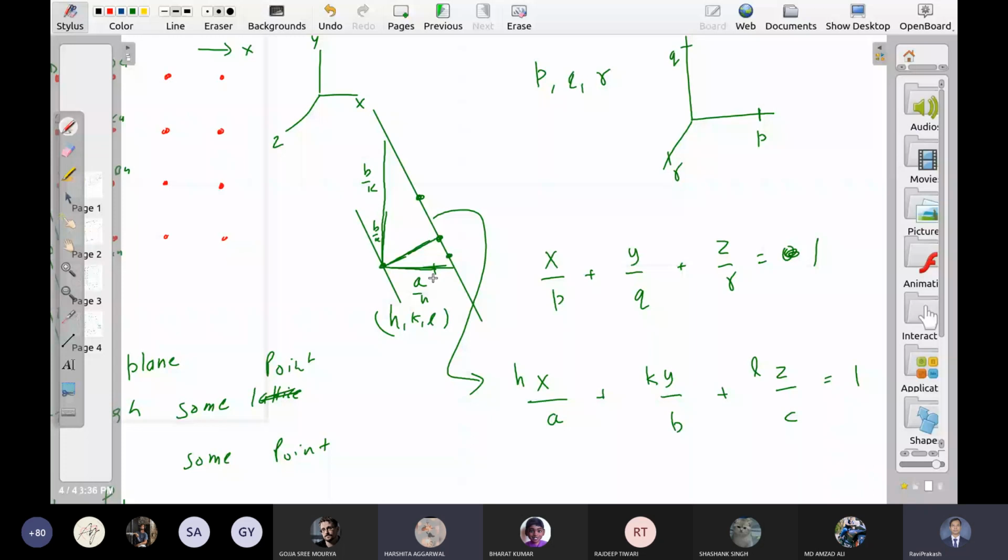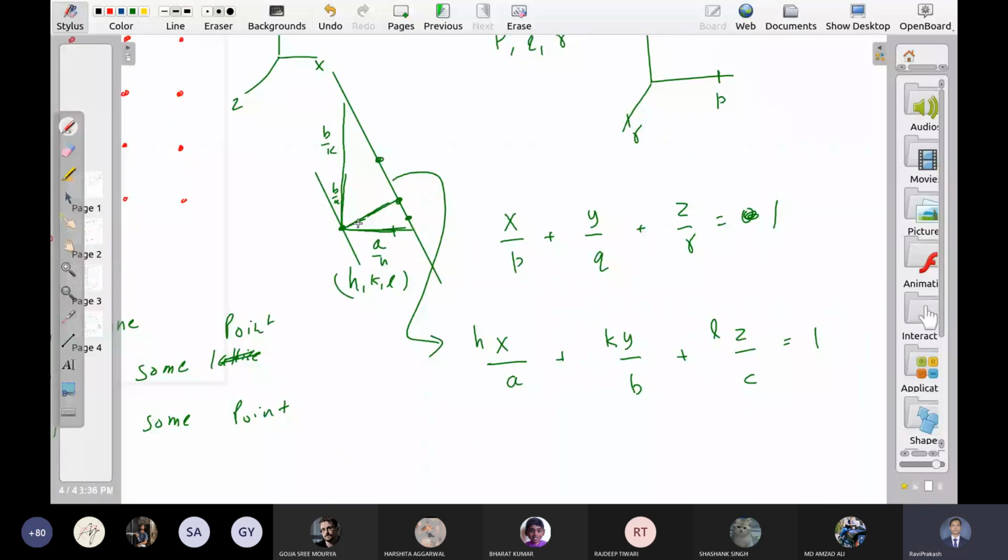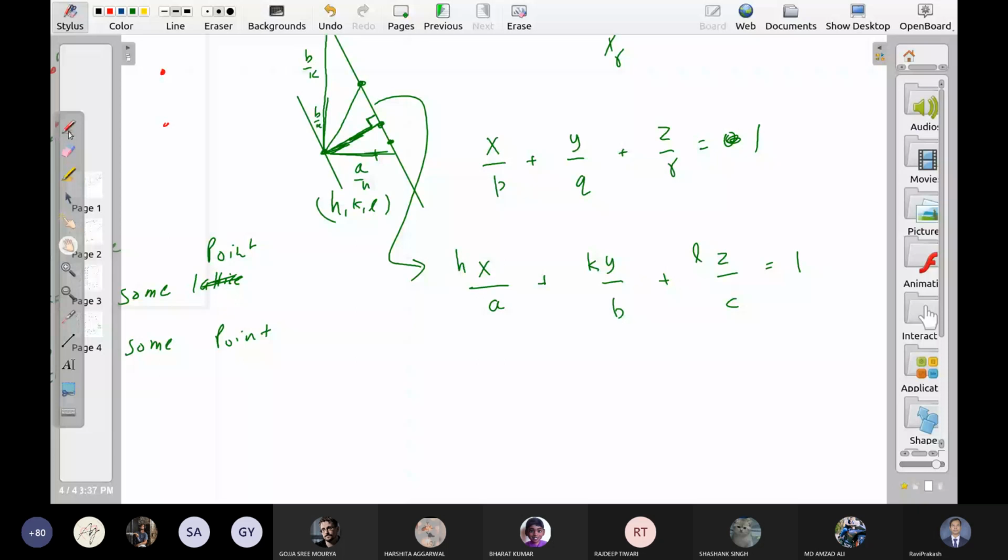So when I say minimum distance, what is the property? This particular line is going to make a 90-degree angle with the plane. Then we have the shortest distance. Obviously, any other line is not going to make a 90-degree angle. So how do I find that line? Do you have any idea how to do all these kinds of things?